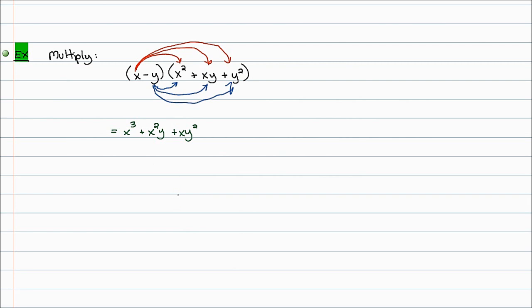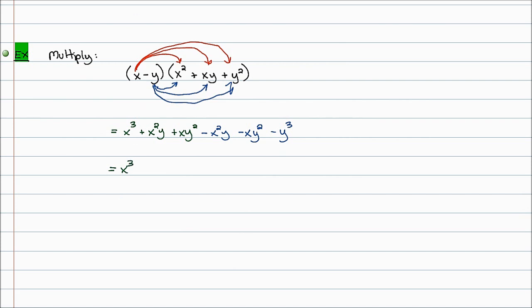A negative y times an x squared is going to be a negative x squared y. A negative y times an xy is going to be a negative xy squared. And finally, a negative y times y squared is a negative y cubed. We're going to go ahead and combine like terms, and you see that I don't have any other x cubes other than the first, so this is just going to equal x cubed.